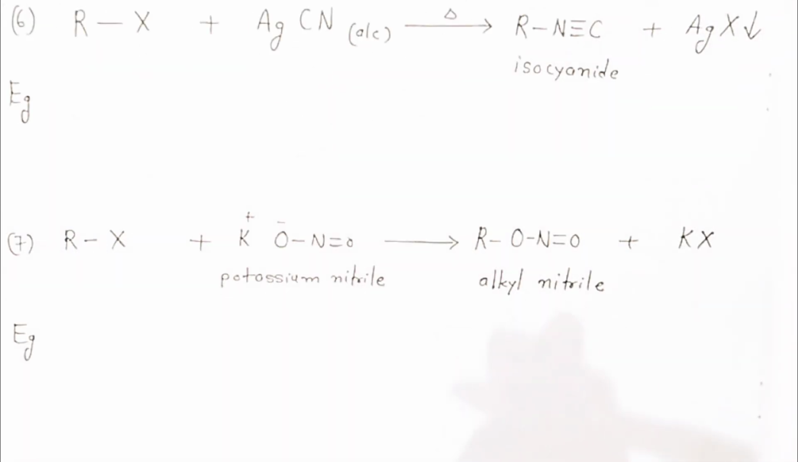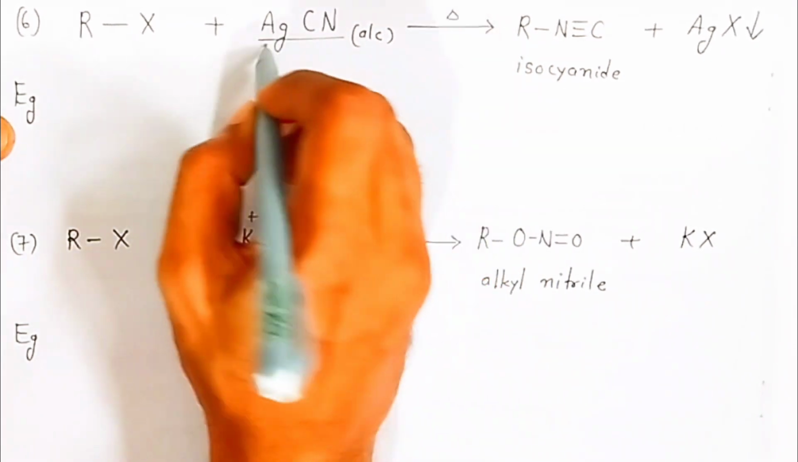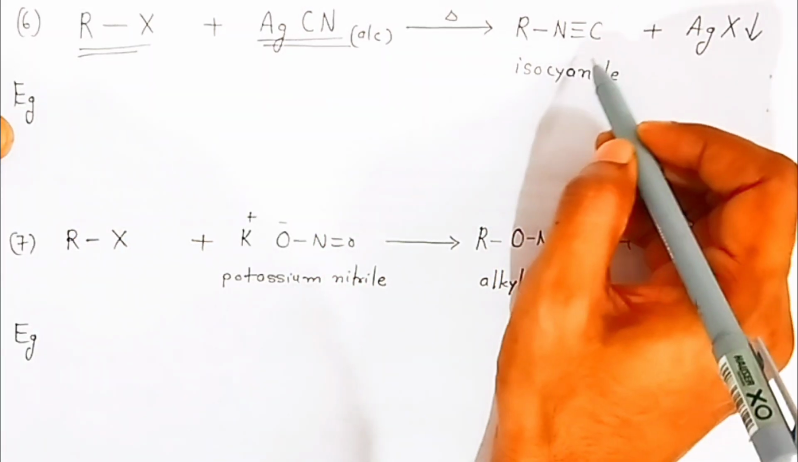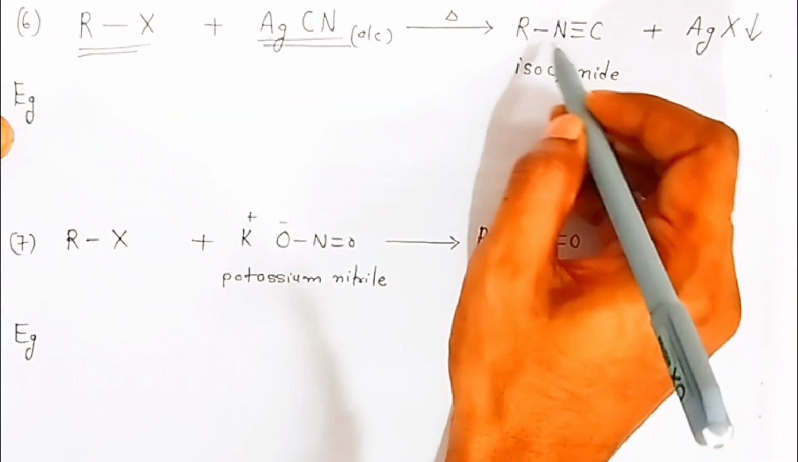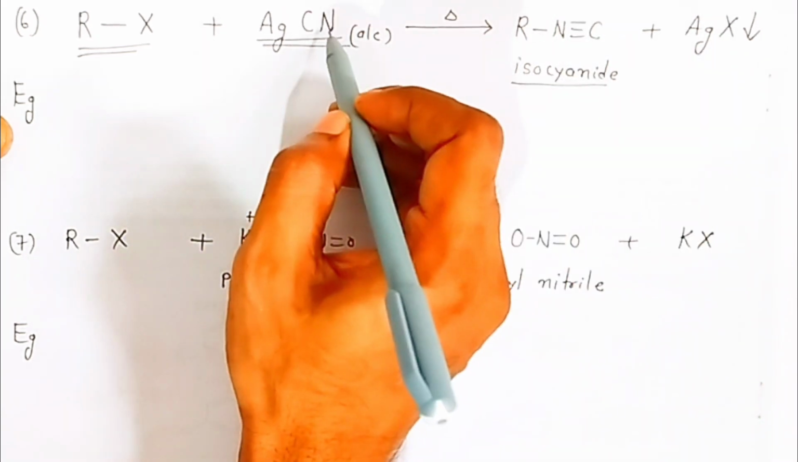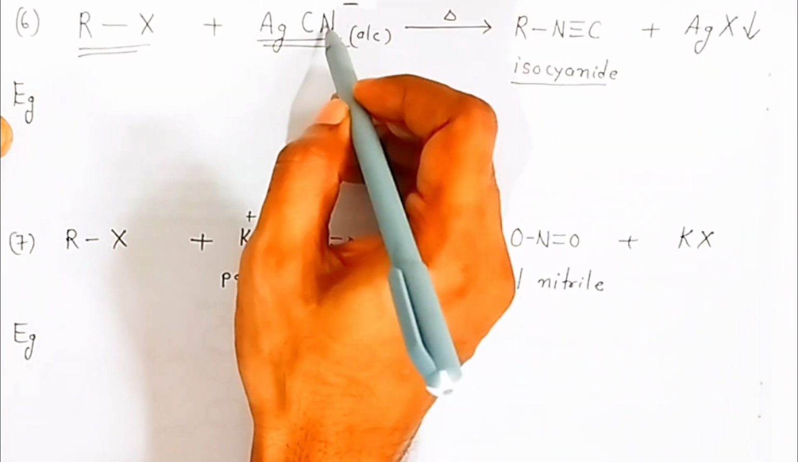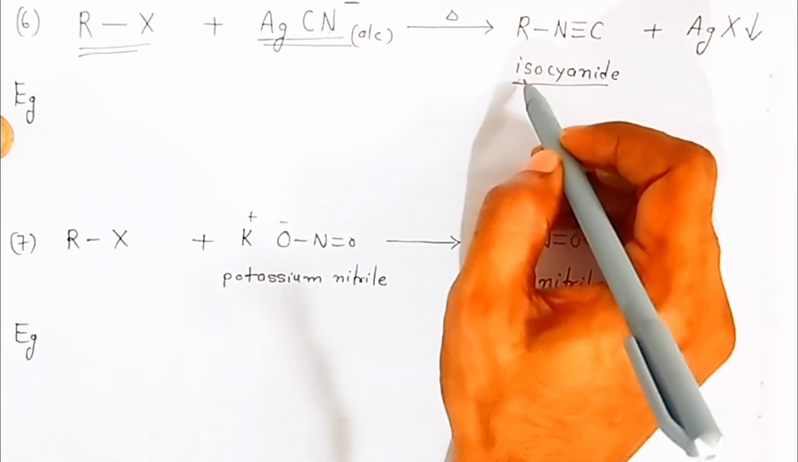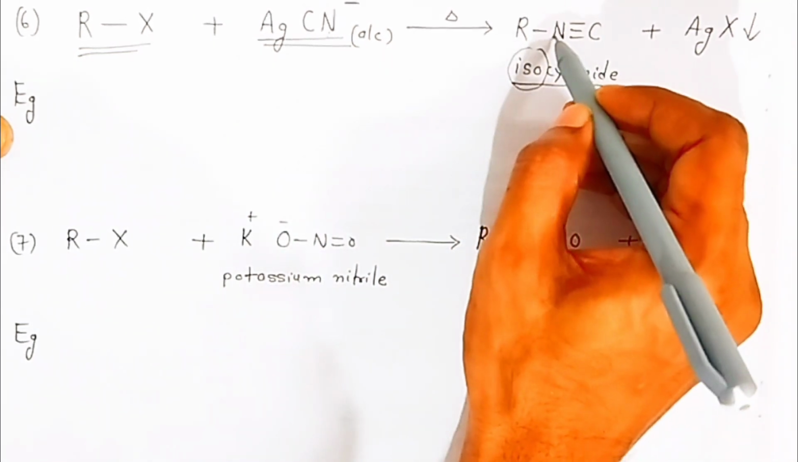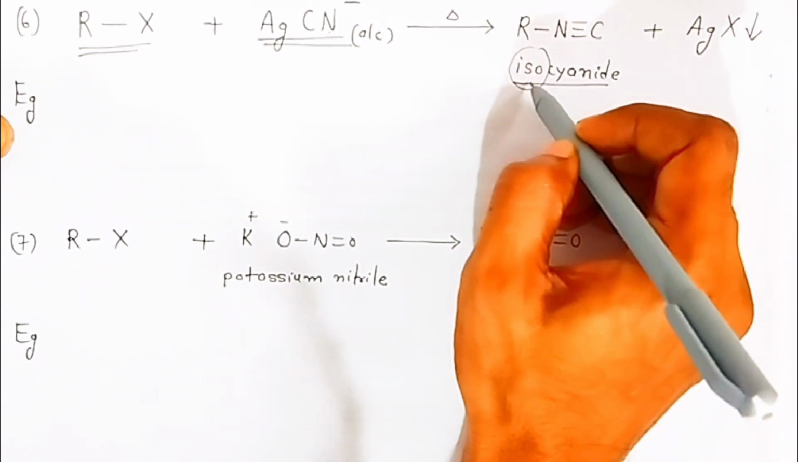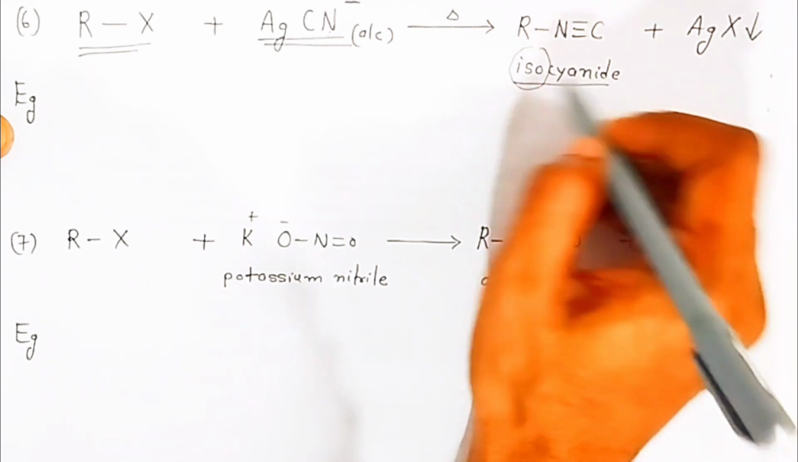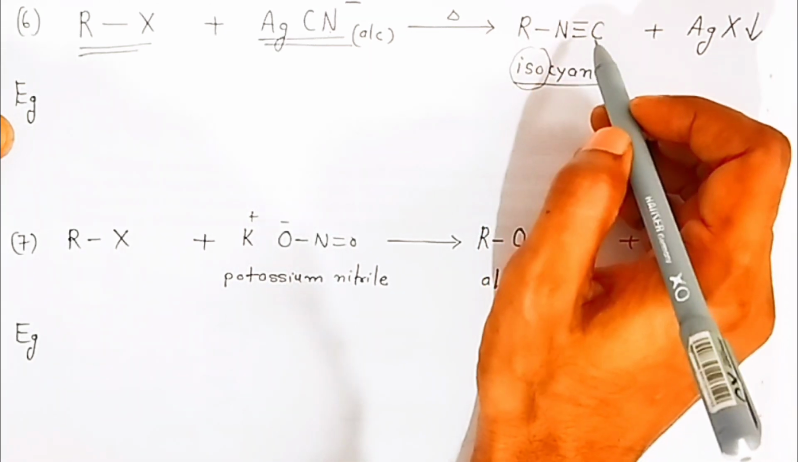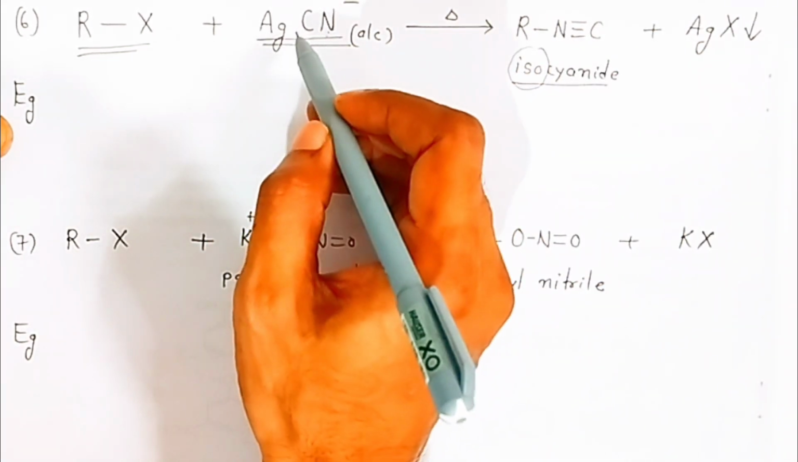The sixth reaction that we are going to see, students, is the action of silver cyanide on alkyl halide. There is a formation of alkyl isocyanide. This is nothing but isocyanide. Here the nitrogen of the cyanide forms the bond with the carbon of the alkyl. That is why it is called isocyanide. Understanding, students? When nitrogen forms the bond with alkyl, what do we call that? Isocyanide. For the formation of isocyanide, students, you have to use silver cyanide. Understanding? Very very important, students.